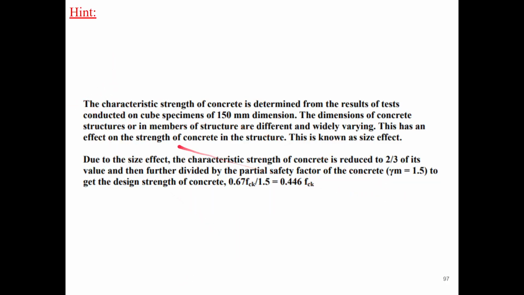So here also it is mentioned the characteristic strength of concrete is determined from the results of tests conducted on cube specimens of 150 dimension. The dimensions of concrete structures or members of structure are different and widely varying. This has an effect on the strength of concrete in the structure. This is known as size effect. Due to this size effect, the characteristic strength of concrete is reduced to 2 by 3 of its value and then further divided by the partial safety factor of the concrete gamma m equal to 1.5 to get the design strength of concrete, 0.67 fck by 1.5 equal to 0.446 fck.